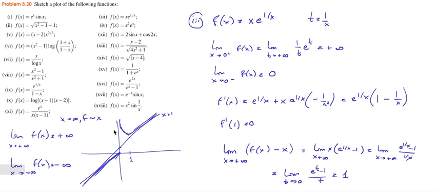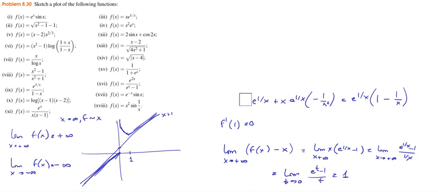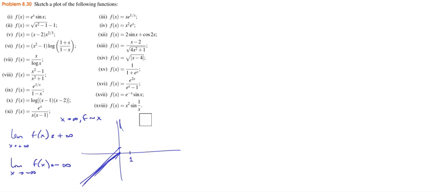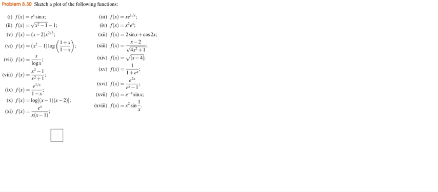Okay, so let's do part 4. We have f is x squared times e to the x. Well, this obviously has a zero at 0, right? It's only 0 at 0 because e to the x is always positive.